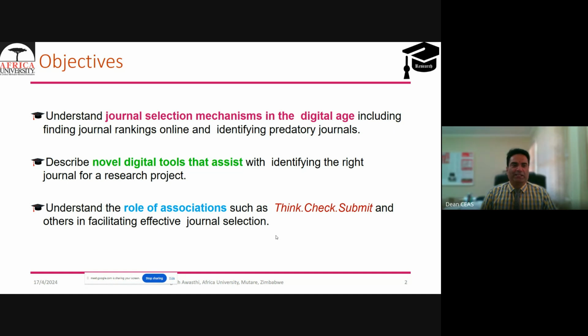So as I said, the objective of this presentation is to identify the journal selection mechanism, and what digital tools are available nowadays. And there is a very common checklist of three words: think, check, and submit. Before you go for the submission, you make your checklist: think, check, and submit. So these are the objectives we will cover during our presentation.